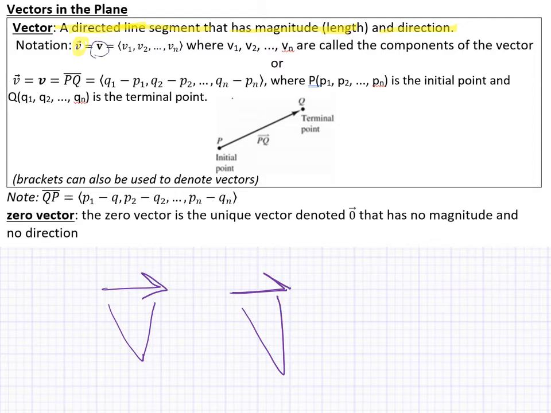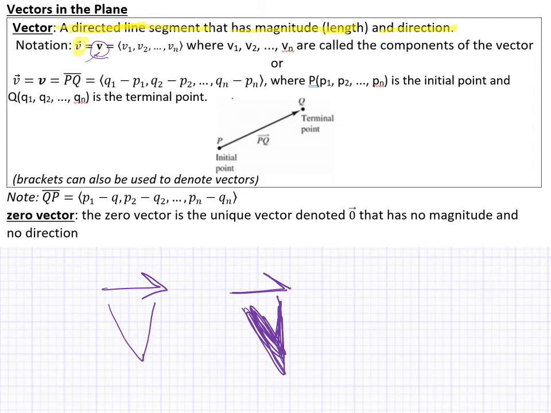Oftentimes you'll see a bolded letter to denote a vector. So this bolded V doesn't have the arrow above it. When you're doing it with your handwriting, it's a little bit harder to use the bolded letter, unless you really want to bold it out like this. But in typeset, you would often see the bolded letter to denote a vector.